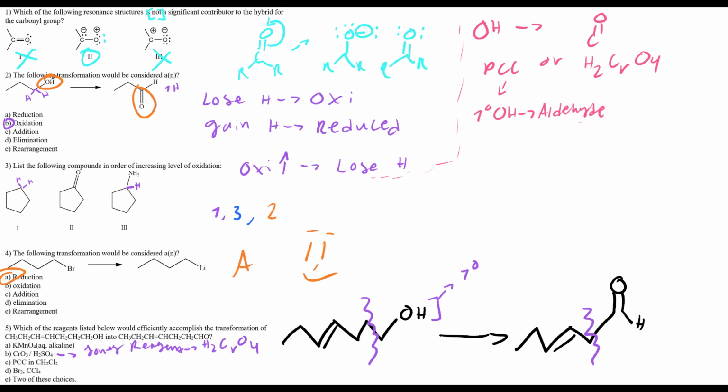So I kind of gave you the answer already, which is C. But for hydrochromic acid, you have a lot of options. See, for hydrochromic acid, if you have a primary alcohol, you actually turn it into a carboxylic acid. If you have a secondary alcohol, you turn that into a ketone.